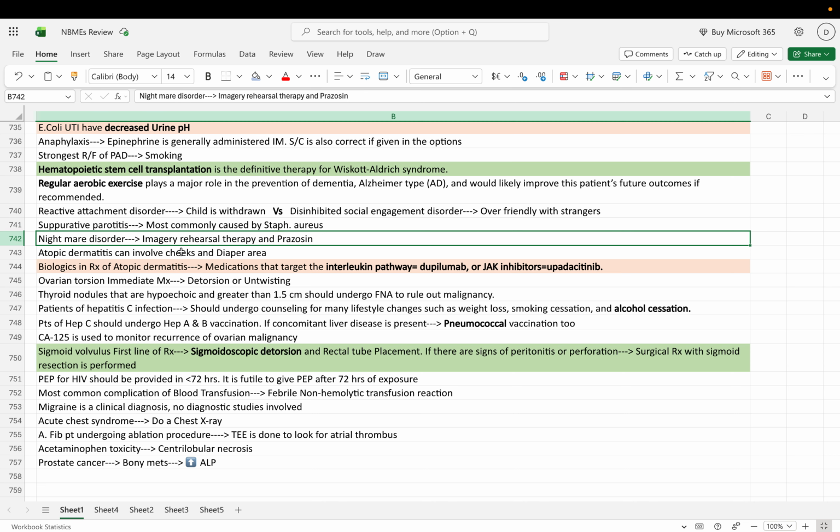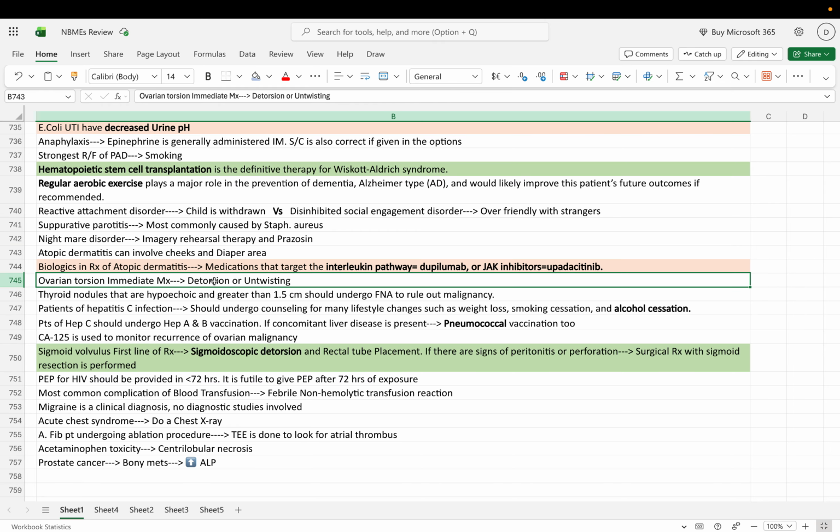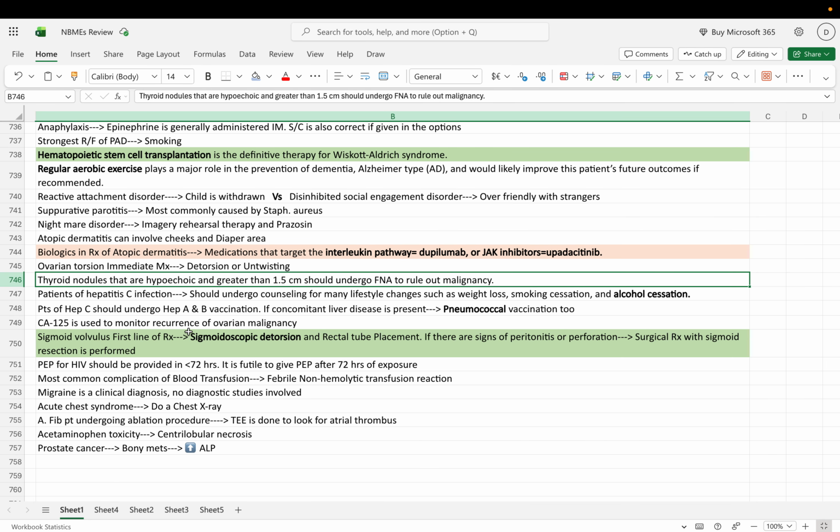Nightmare disorder: the treatment is imagery rehearsal therapy and prazosin. Atopic dermatitis can involve cheeks and diaper area. Ovarian torsion: immediate management is detorsion or untwisting. Thyroid nodules that are hypoechoic and greater than 1.5 centimeters should undergo FNAC to rule out malignancy.